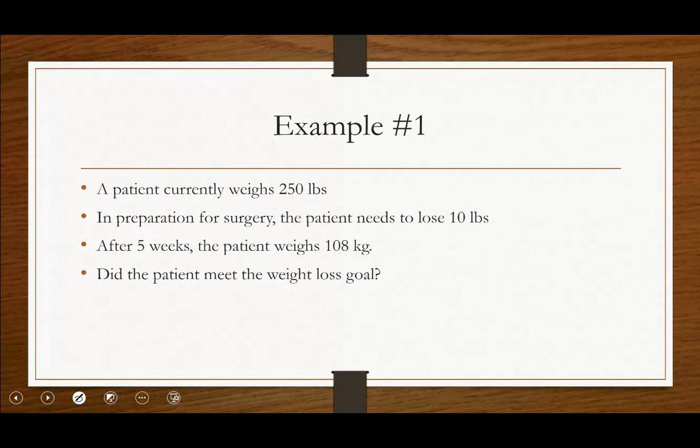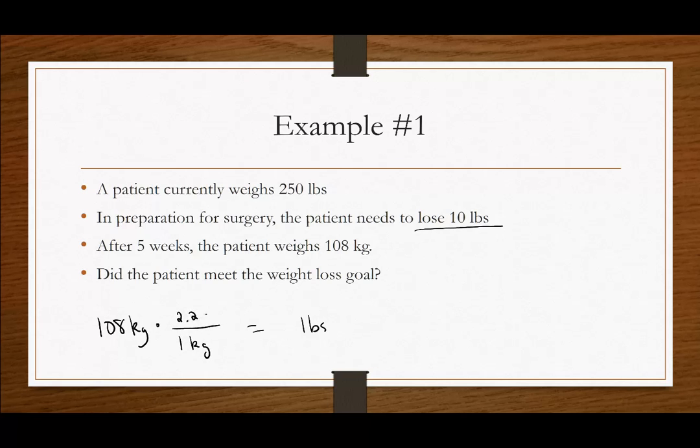In this case, we'll need to start by converting to something that we can compare to our weight loss goal. So we need them to lose 10 pounds. Well, let's start again with our desired metric of pounds. We know that they currently weigh 108 kilograms. And the conversion from kilograms to pounds is again that 1 kilogram is equivalent to 2.2 pounds. When we make the calculation here, we'll find that the individual now weighs 237.6 pounds.